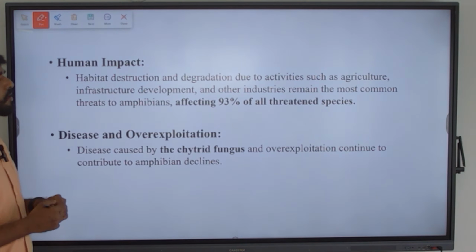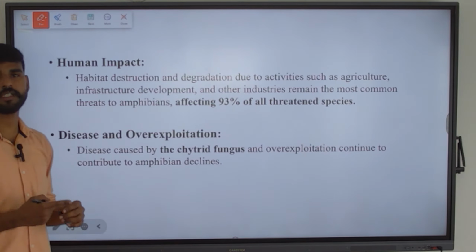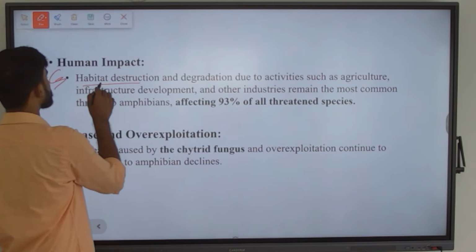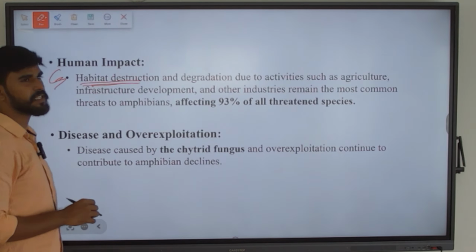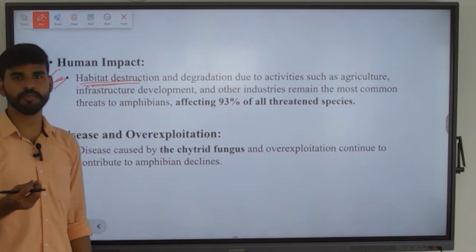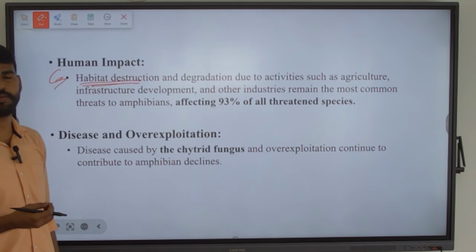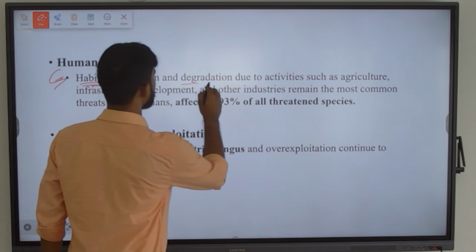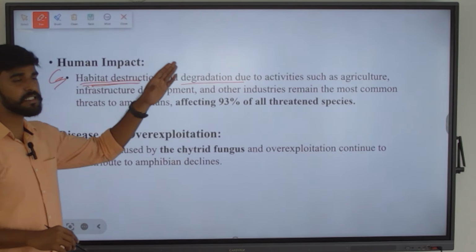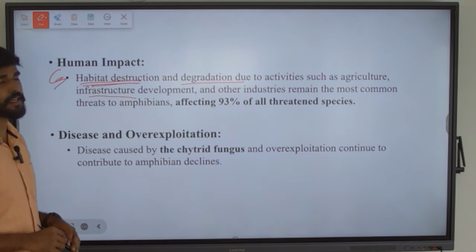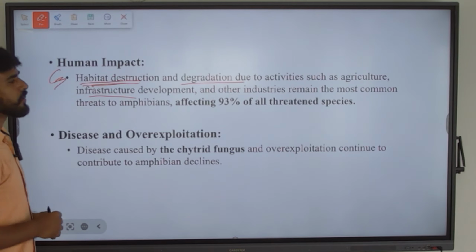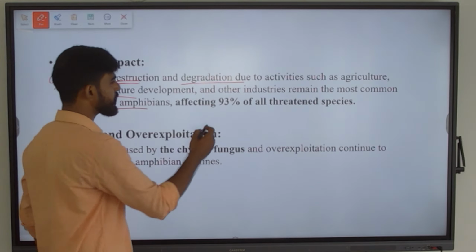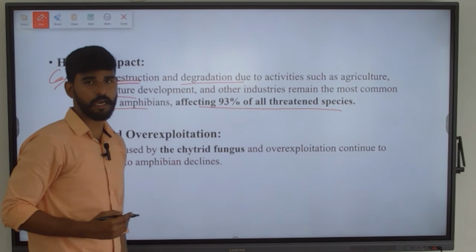Next is, what are all the human impacts? How are humans causing a problem to amphibians? First thing is habitat destruction. So whenever humans have a role to play, then obviously they will do habitat destruction. That is the main contribution by human beings to the threat of other organisms, okay? So habitat destruction and degradation because of activities such as agriculture, infrastructure development and other industrial activities remain the most common threat to amphibians, affecting 93% of the threatened species, which is alarming, okay?